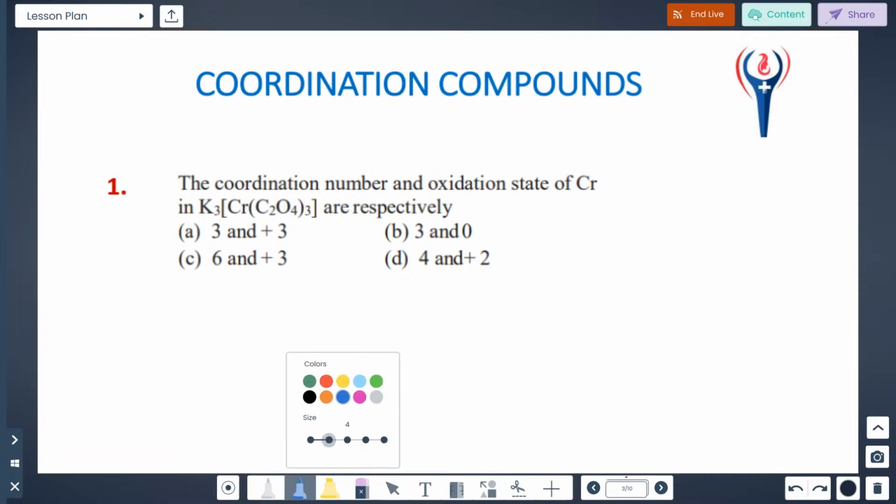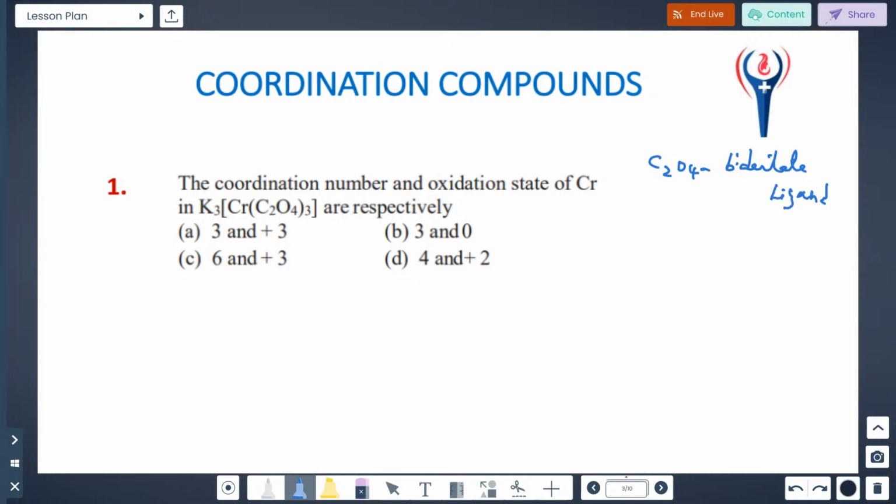First, coordination number. C2O4 is a bidentate ligand. Bidentate ligand means what? Each can make 2 coordinate bonds. So each can make 2 coordinate bonds, and we have 3 C2O4 2-. So totally 6 bonds around chromium. So the coordination number is 6. Understood? Because of the bidentate ligand, each can make 2 coordinate bonds.